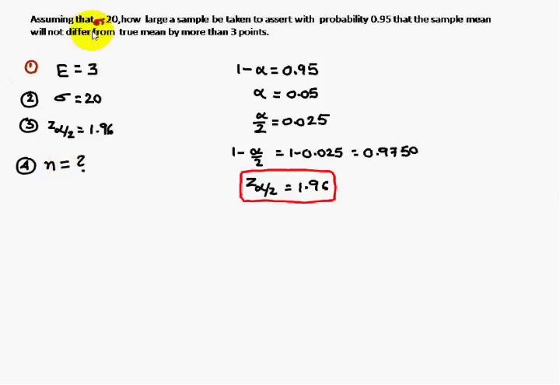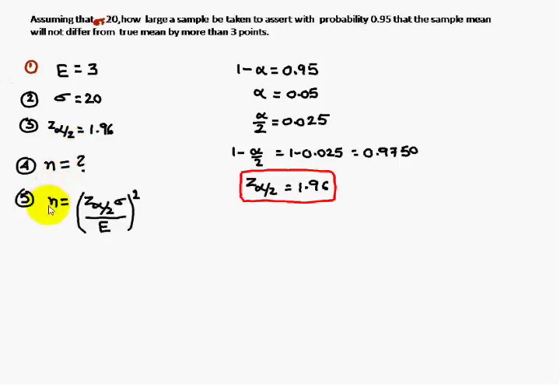Now again you go back to the problem. The maximum error he has given is 3 points, which I have written. Standard deviation is 20. Z alpha by 2 is equal to 1.96. What is the n value? How large a random sample must be taken? That means the n value is equal to question mark.